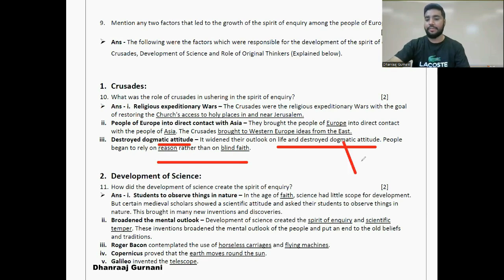The meaning of dogmatic is to follow rules and regulations come what may. Basically, you're going to follow the rules and regulations no matter what. That's what dogmatic means. That's what was destroyed. The dogmatic attitude was destroyed, and people started to rely on reason rather than faith.